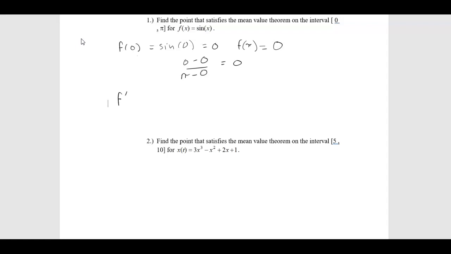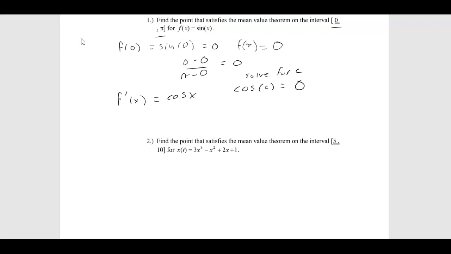So now I want to find f prime of x. My function is sine of x, so f prime of x is cosine of x. And now I want to find out what number for c, or you could leave that as an x if that's confusing you, is equal to 0. So I want to solve this. I have to solve this for c. So the cosine of c, the cosine of what angle equals 0? And that angle has to be on this interval 0 to pi.